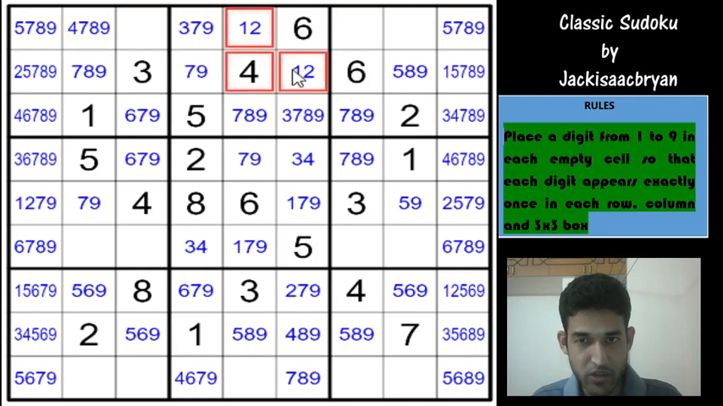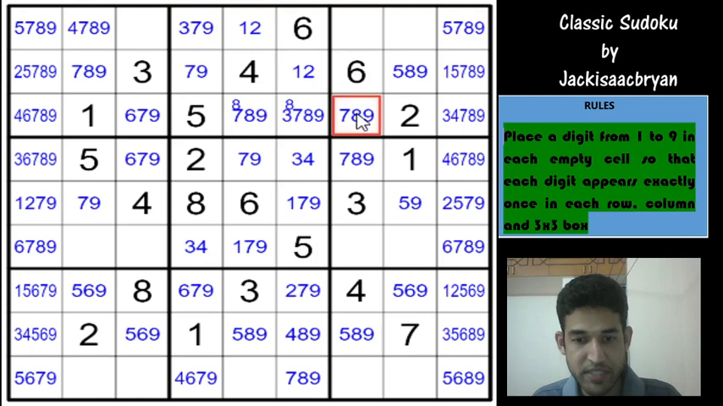And okay, 1, 2 pair, 3, 7, 8, 9. So 8 must be in one of these cells, right? Which means that this is not an 8, that is not an 8, that is not an 8. Classic stuff.